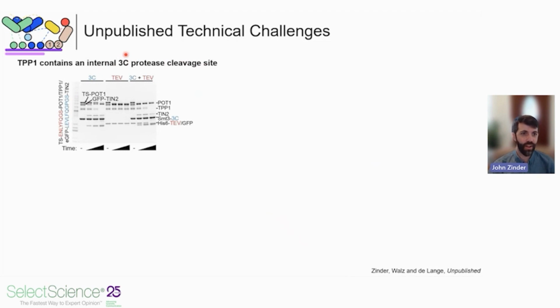However, we were actually able to see in this experiment, I incubate with different combinations of proteases. So here just 3C, here TEV, and here both of them. And you can see in both of the conditions where I have 3C, you see degradation of the TPP1 band. However, if I only include TEV protease in the mixture, we don't see any cleavage of that. And so the solution to this was I had to reclone everything with TEV sites only.